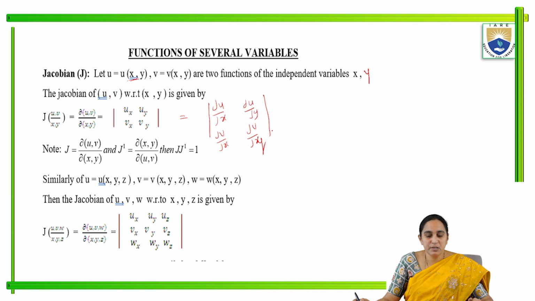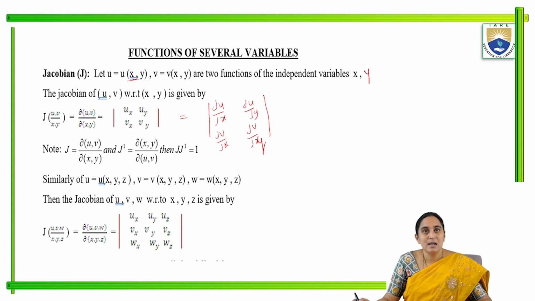That means you differentiate u with respect to x and again with respect to y; that is the first row. Next row, we differentiate v with respect to x and with respect to y. That is the second row for the Jacobian of two variables. And here one note is there.